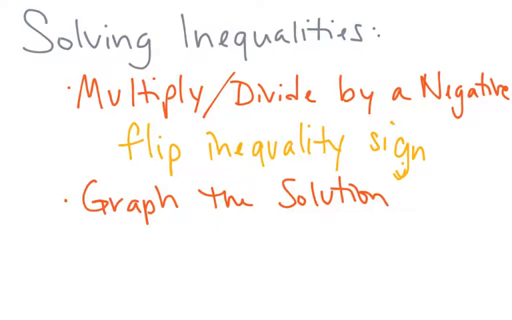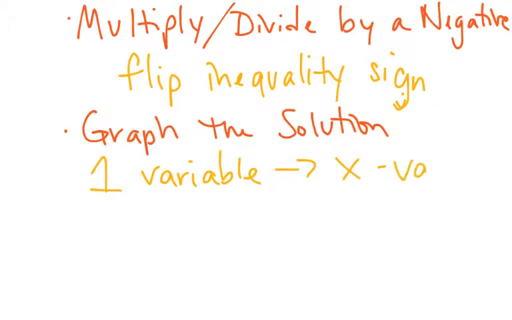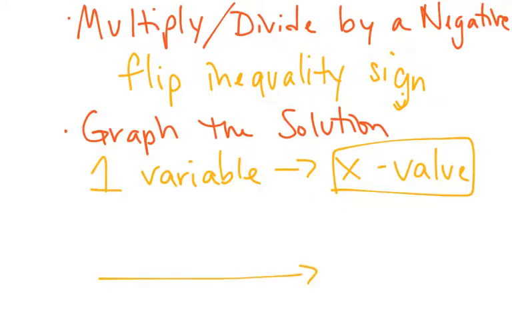Also remember that we're graphing these solutions, and we should make note of what type of graph. So these inequalities are only going to have one variable, most often an x value that you're finding. So we no longer have two variables, we just have one. And when you just have one x value, you're just going to be graphing on one x-axis, okay?